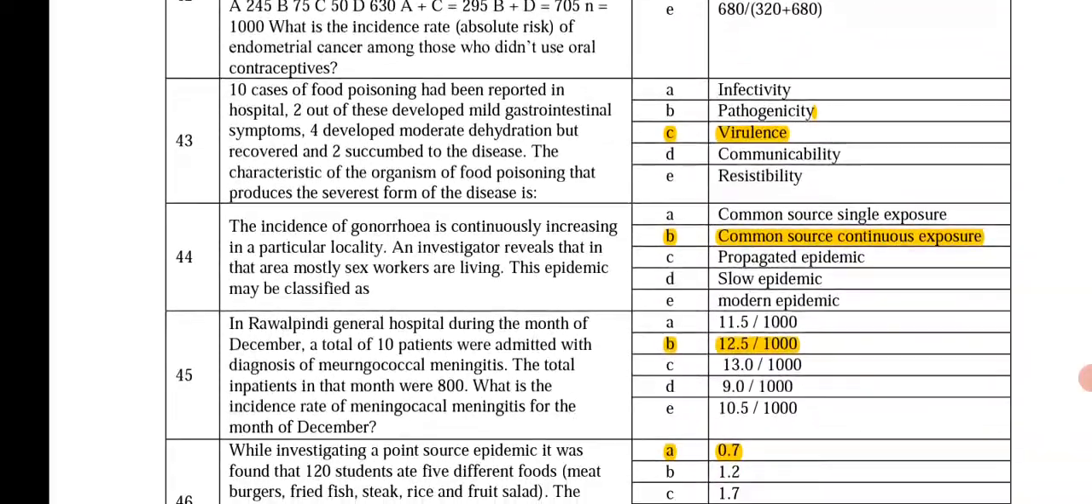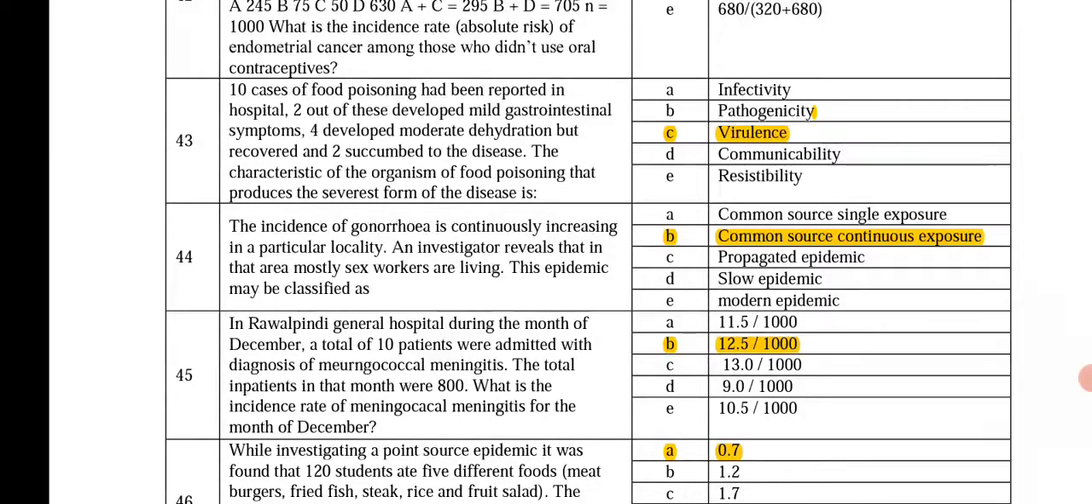In a case of food poisoning reported in hospital, 2 of these developed mild gastrointestinal symptoms, 4 developed moderate dehydration but recovered, and 2 succumbed to the disease. The characteristic of the organism of food poisoning that produces the severest form of the disease is virulence. The incidence of gonorrhea is continuously increasing in a particular locality. An investigator reveals that in that area most sex workers are living. This epidemic may be classified as common source continuous exposure.